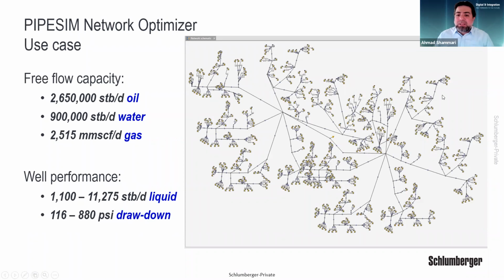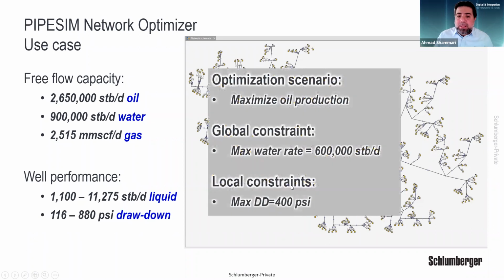All right, what is our objective? The optimization scenario: I need to maximize oil production, but I need to cut the water production by 30%. I need to produce not more than 600,000 barrels, although the free flow is producing 900,000. So how would the optimizer do that? Because it knows the water cut, it will go to the wells with high water cut, and then it will choke them back.